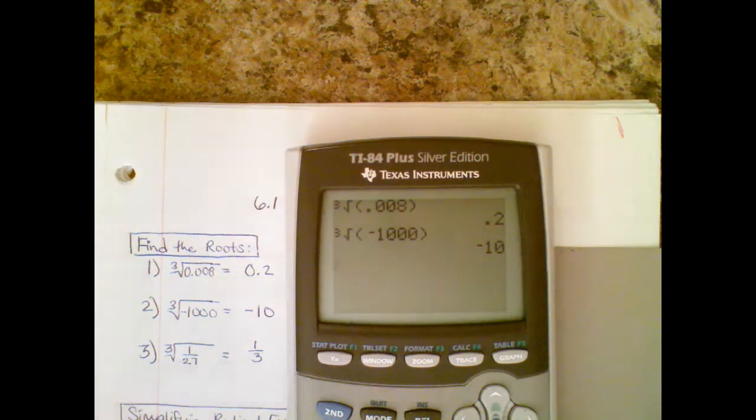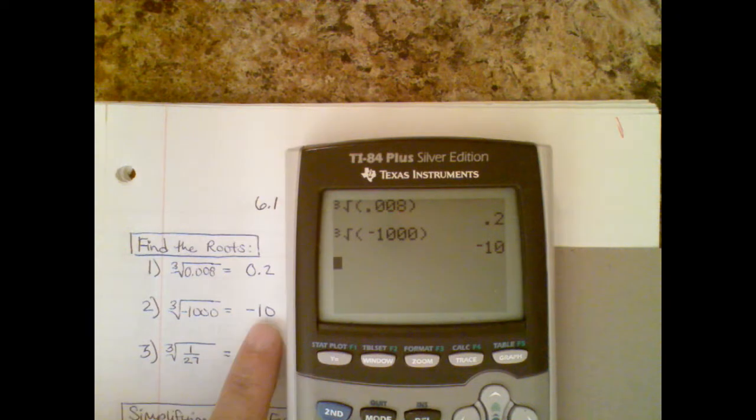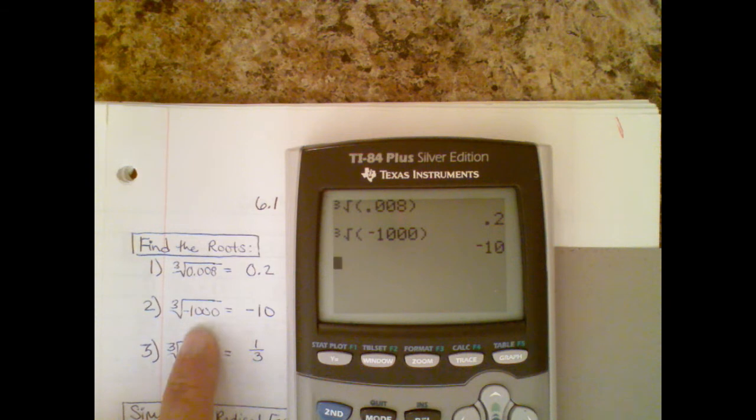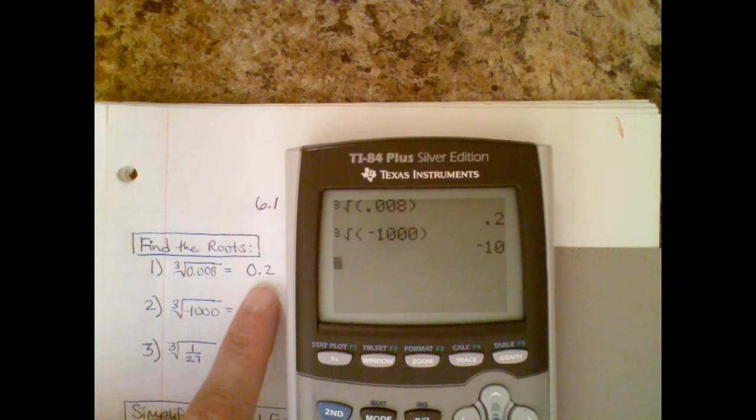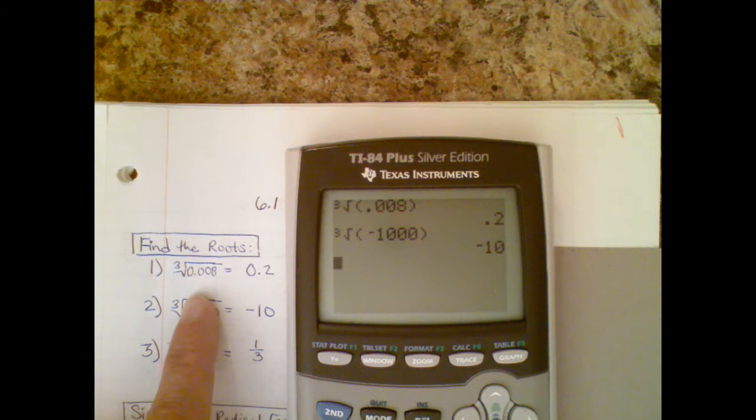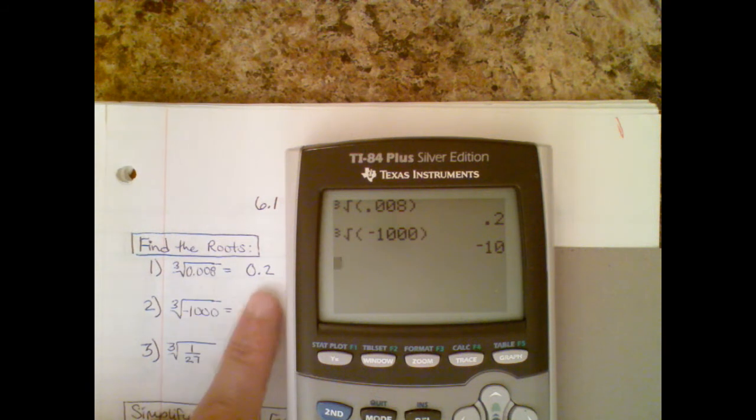And again, what that cube root button means is what number can we multiply by itself 3 times. So negative 10 times negative 10 times negative 10 is negative 1,000. Or 0.2, if we multiply that together 3 times, 0.2 times 0.2 times 0.2, that equals 0.008. Again, we're not multiplying this number by 3, but we're multiplying it by itself 3 times.